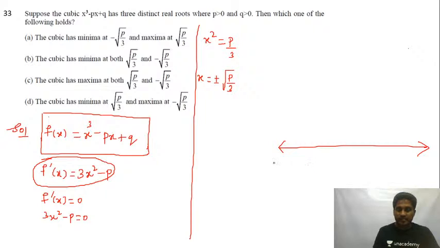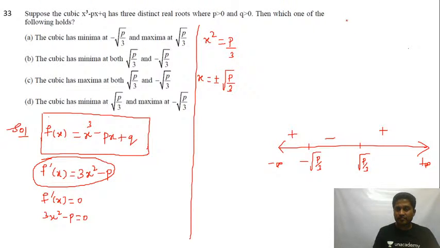This is minus infinity to plus infinity. Fix the roots in increasing order. First you get minus root of p by 3. Then you fix the roots as plus root of p by 3. Start from the right side: plus, minus and plus. Okay, just now I taught you.